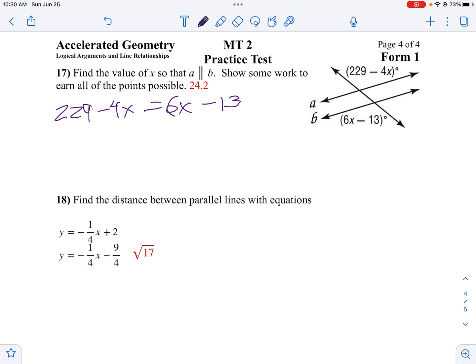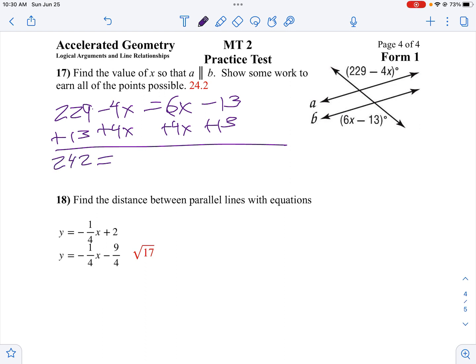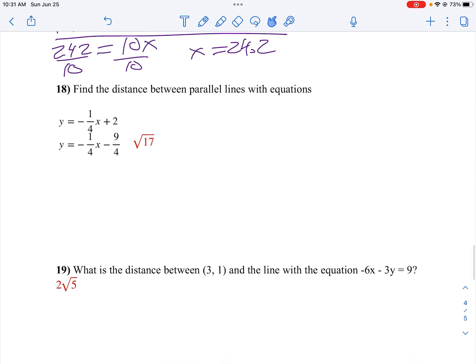So to solve this, I think I would add 4x to both sides. At the same time, I think I'll add 13 to both sides. So 229 plus 13 would be 242. 6x plus 4x would be 10x. I'll divide both sides by 10. And x equals 24.2.